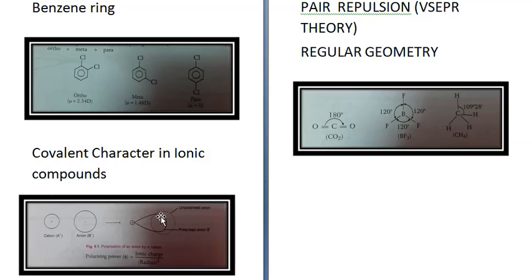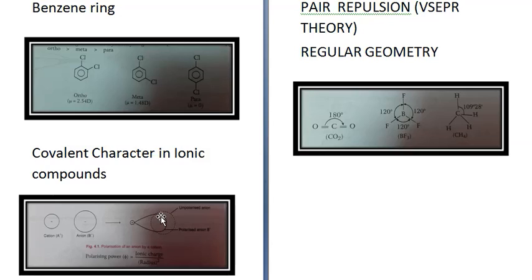If cation has small ionic radius, then also covalent character in ionic compound will be large. For example, in case of lithium chloride, the covalent character will be more in lithium chloride compared to sodium chloride. If anion has large ionic radius, that means lithium iodide will have more covalent character compared to lithium fluoride, because iodine is having a larger size compared to fluorine.